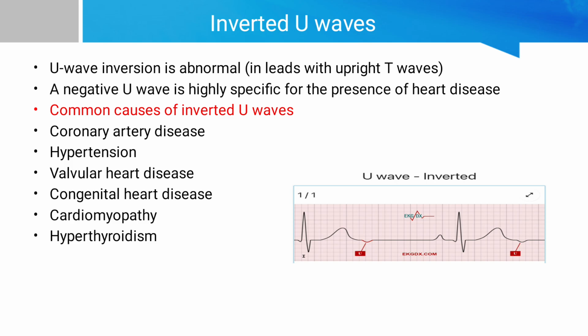Inverted U waves are also an important abnormality. U wave inversion is abnormal in leads with upright T waves. A negative U wave is highly specific for presence of heart disease, and common causes of inverted U waves are coronary artery disease, hypertension, valvular heart disease, congenital heart disease, cardiomyopathy, and hyperthyroidism.